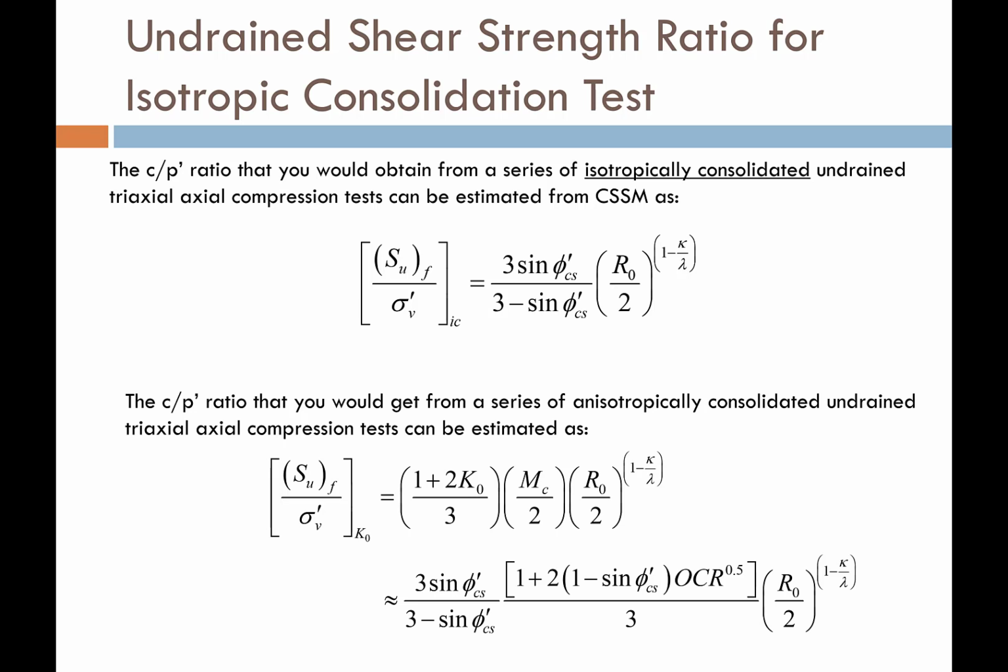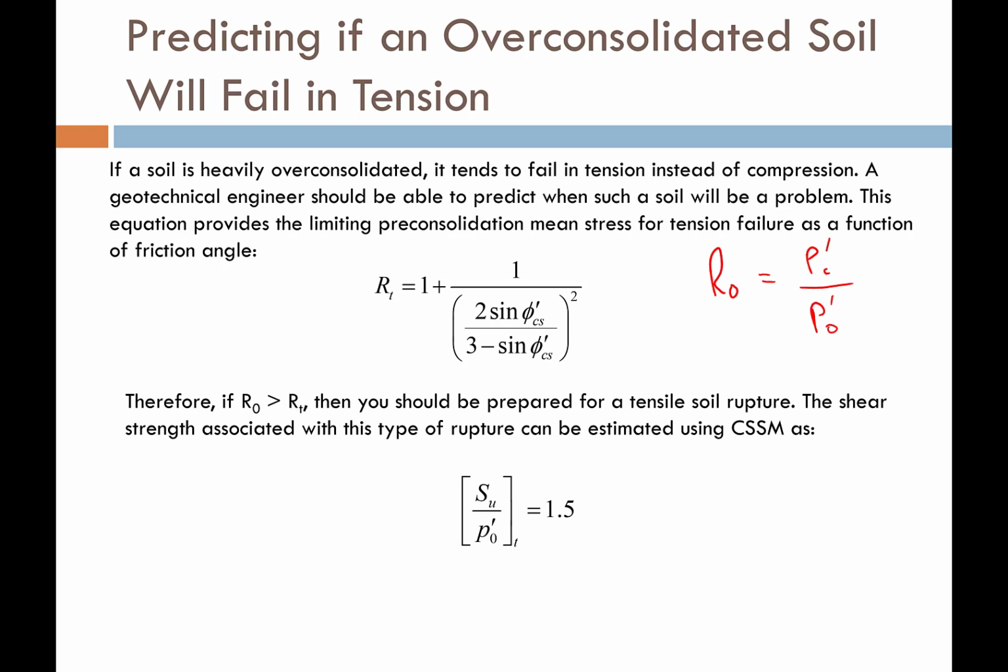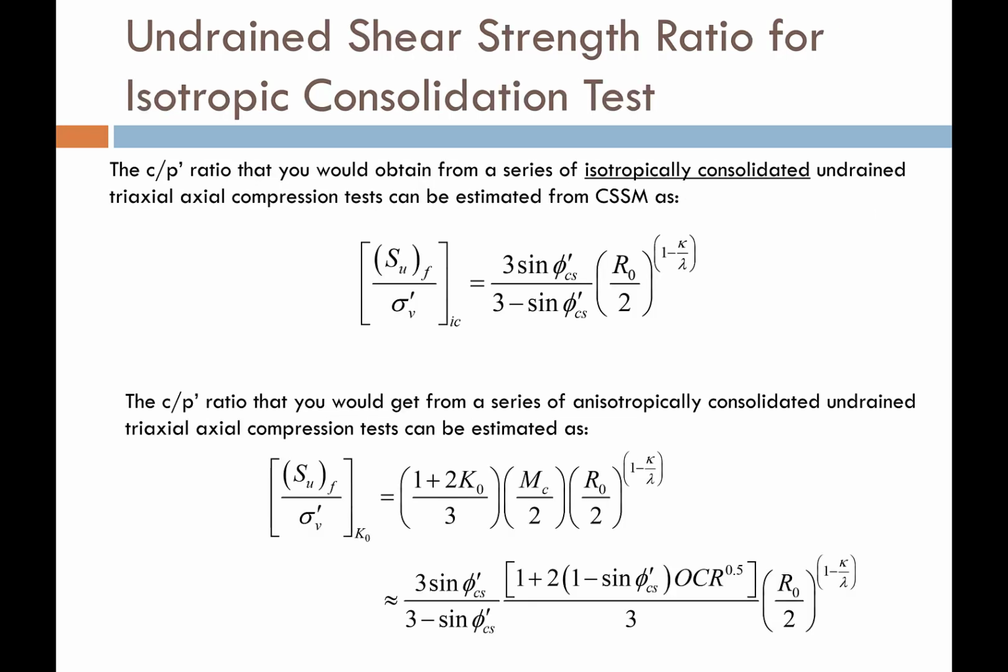One thing I do need to remind everybody of, though: these relationships that I'm giving you are only really effective and only reliable if R naught is less than or equal to 2. And that's for all the relationships in this lecture. If you have R naught greater than 2, then you have a heavily overconsolidated soil. And you'll recall from our lesson in part 1 of the critical state model series that critical state soil mechanics, because it's based on a continuum of soil, can't really account for localized shear bands in the soil, which heavily overconsolidated soils have. The critical state model kind of falls apart when you start dealing with heavily overconsolidated soils. So just keep that in mind with all of these relationships.